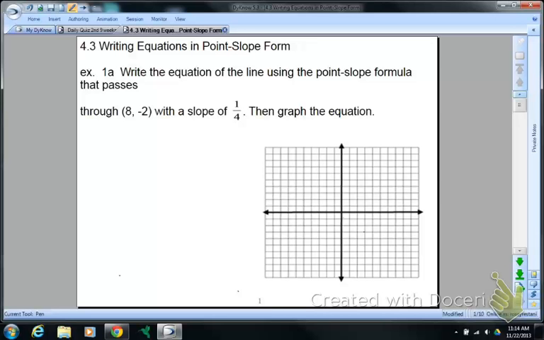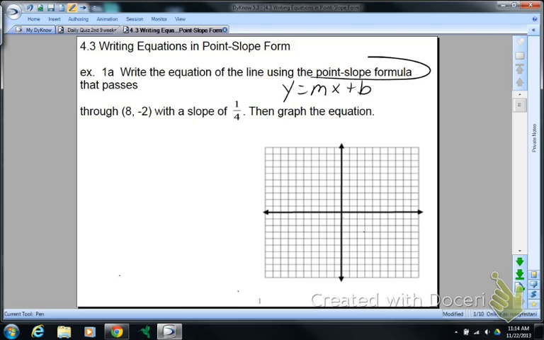It says, example 1a, write the equation of the line using the point-slope formula that passes through (8, -2) with a slope of 1/4. Then graph the equation. We have the slope-intercept form, which is y equals mx plus b. We are going to learn a new formula today. It's called the point-slope formula.